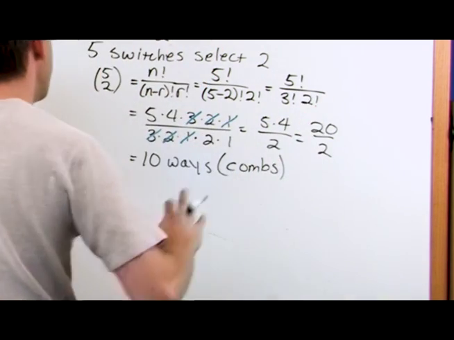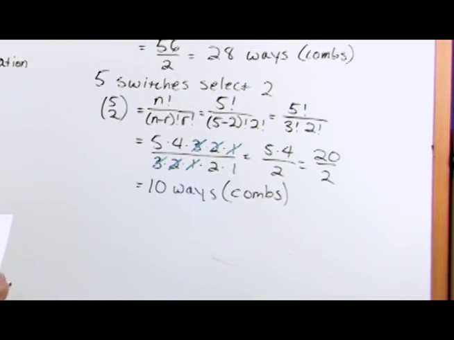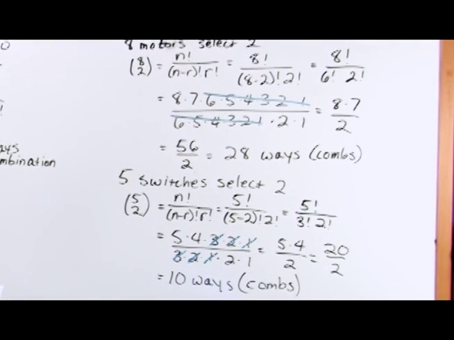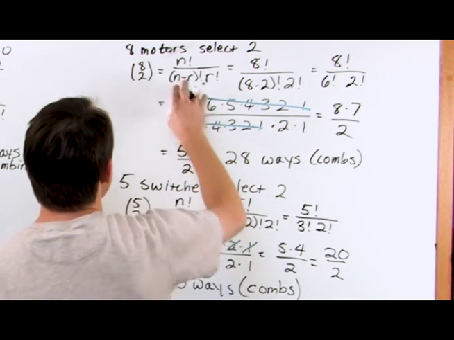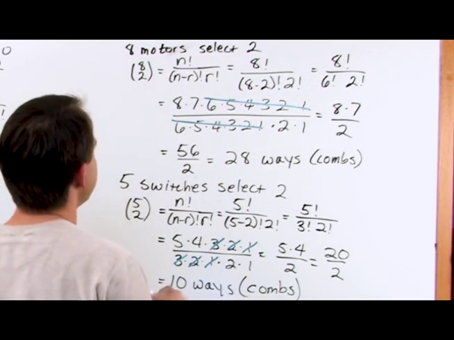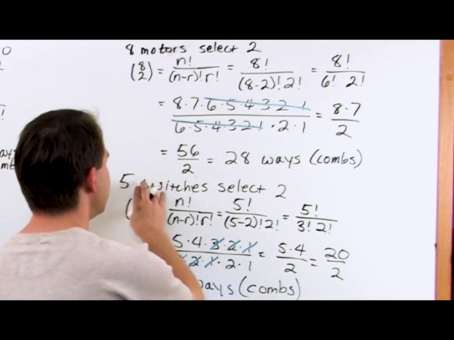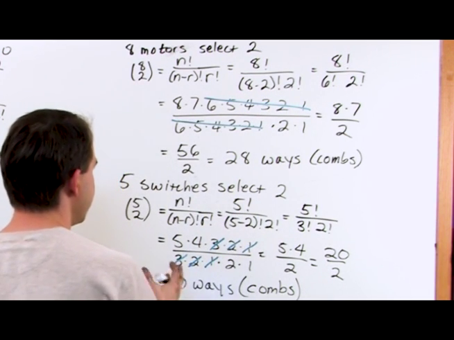Okay, so let's review what we've done. The problem says we have to pick 2 motors and 2 switches out of a pool of 8 motors and 5 switches. So we found out that there's 28 ways to pick 2 of the motors, and there's actually 10 ways to get 2 switches. There's 10 different ways to do that.